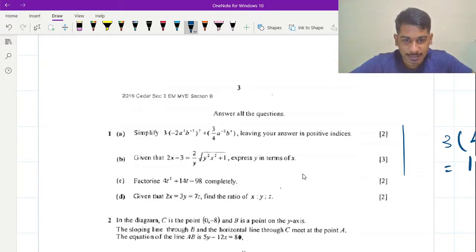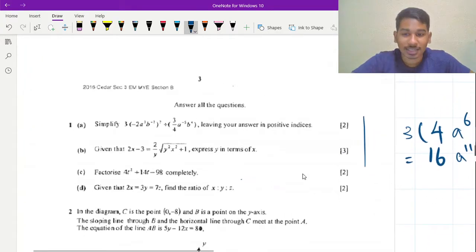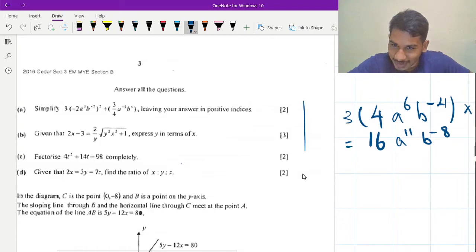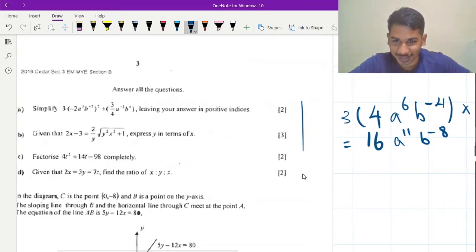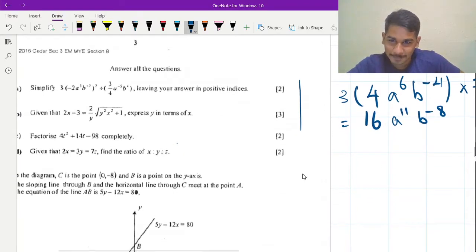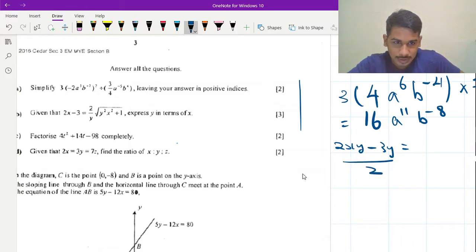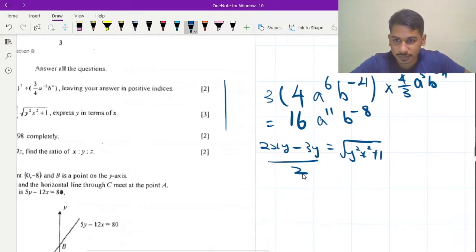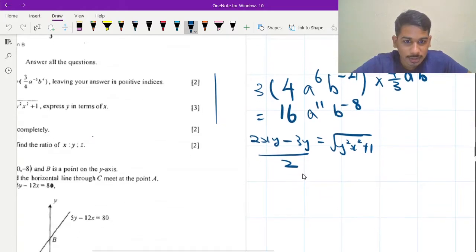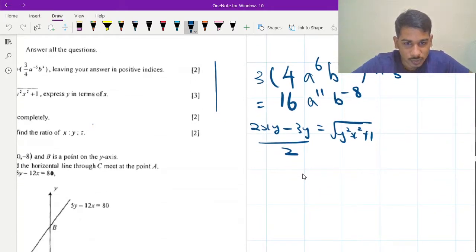Given that that is that, express y in terms of x. Let's do this. I like this kind of question. Okay, this looks actually interesting. Never seen this kind of question before. Okay. 2xy minus 3y over 2 is equal to the square root of y squared x squared plus 1. And then we have to make y the subject of the formula. How do we do this? We square both sides, I think.